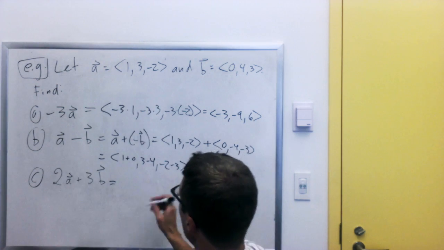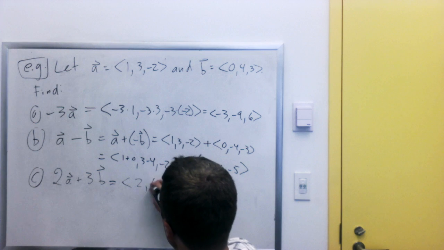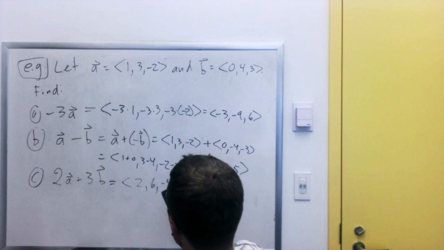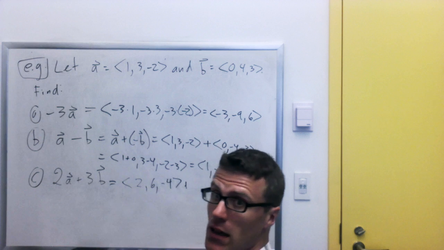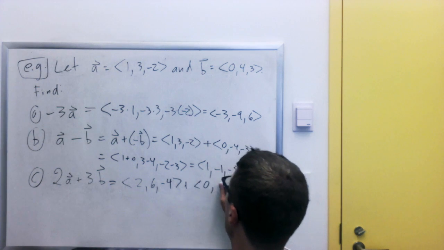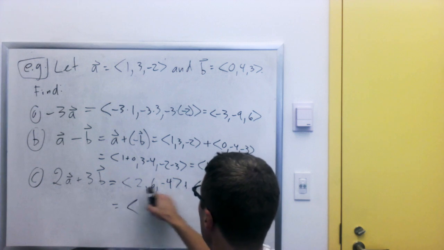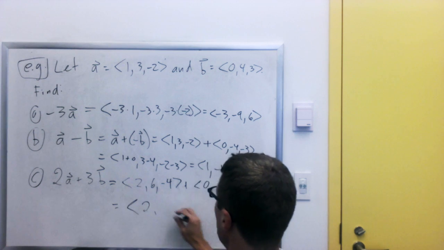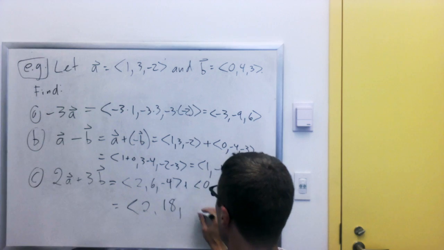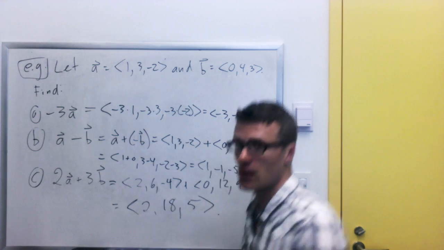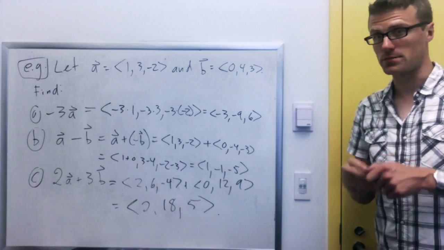So 2 times A gives me 2, 6, negative 4, plus 3 times B gives me 0, 12, 9. When I add those together, I get 2 plus 0 is 2, 6 plus 12 is 18, negative 4 plus 9 is 5. Great. So that is that vector.